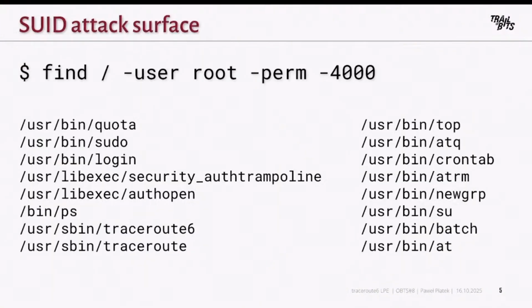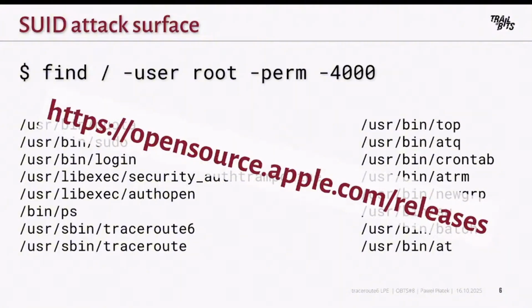The research started as usual with finding the target. There are only like 16 setUID root programs on macOS. I started reverse engineering them. Then I realized that Apple actually open sources most of this code, which was super surprising to me, but they do. And after some time, a piece of code in the traceroute utility caught my attention.